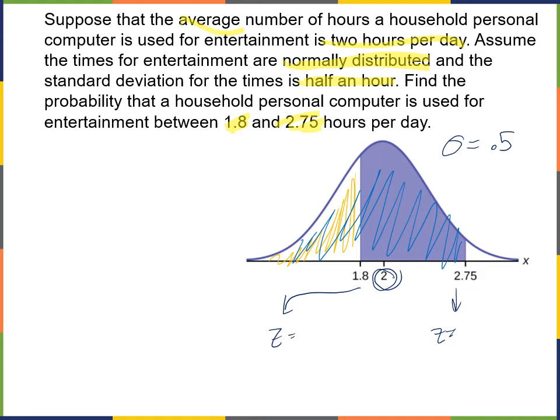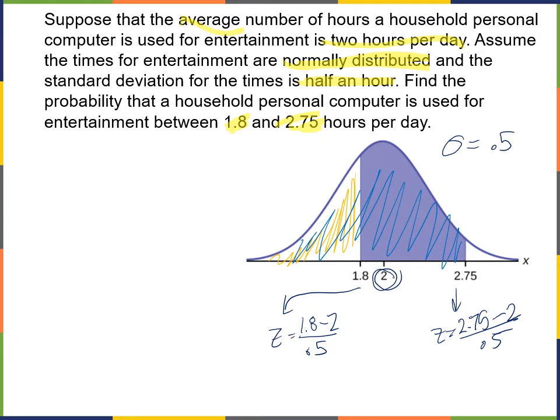I have to convert them to the standard score so that when I have weights in the next question or test scores in another question, I don't have a different table for each one. I have one table and it's all converted to z-scores. So 1.8 as a z-score would be 1.8 minus 2 over 0.5, and 2.75 as a z-score would be 2.75 minus 2 over 0.5. So I do those calculations.